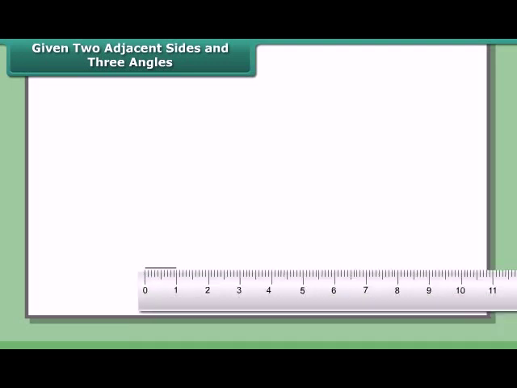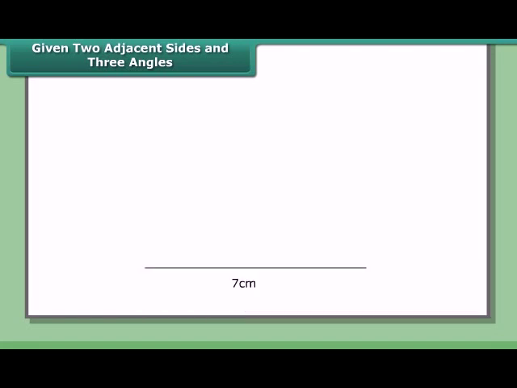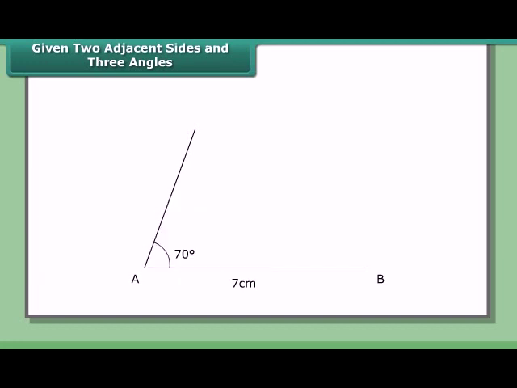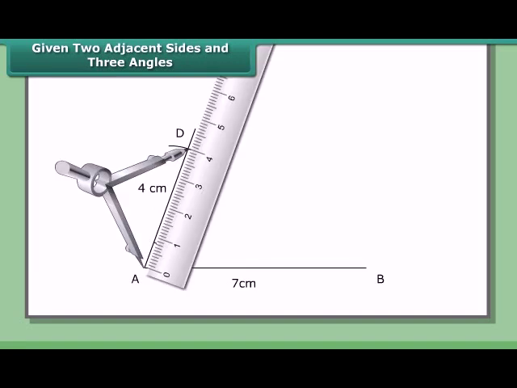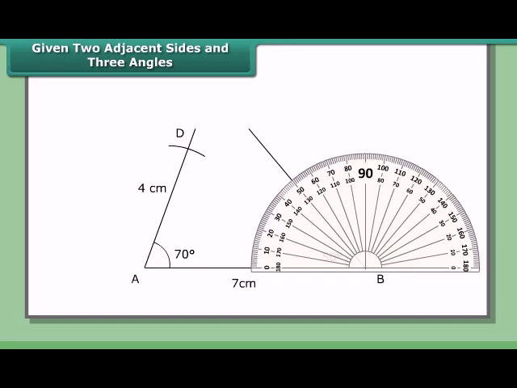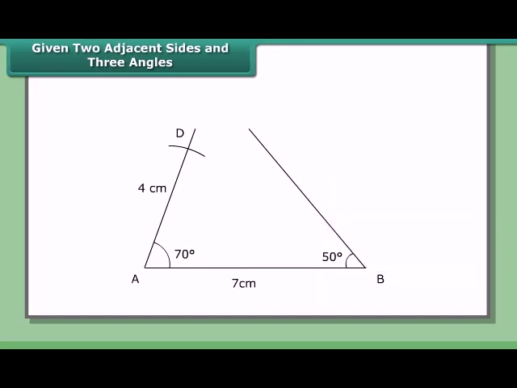Step 1. Draw the line segment AB equal to 7 cm. Draw angle A equal to 70 degrees using a protractor. With A as center and radius as 4 cm, cut an arc on the line. At B, draw an angle of 50 degrees.